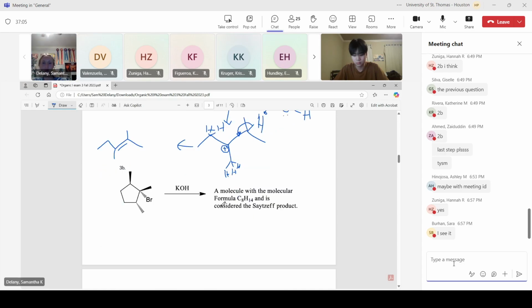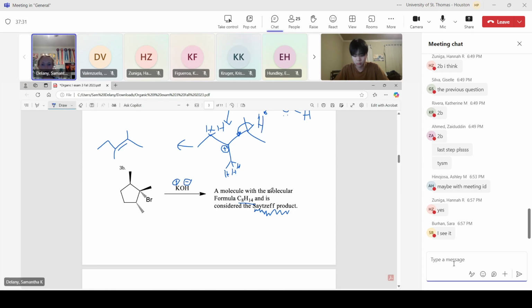Okay. So moving on to this one, what they want. So we have KOH. I know from experience, I'm going to want to label this, so I know I have a strong nucleophile or base to work with. And so we want a molecule with the molecular formula C8H14. And specifically, we want the Zaitsev product. So some specific terminology here.